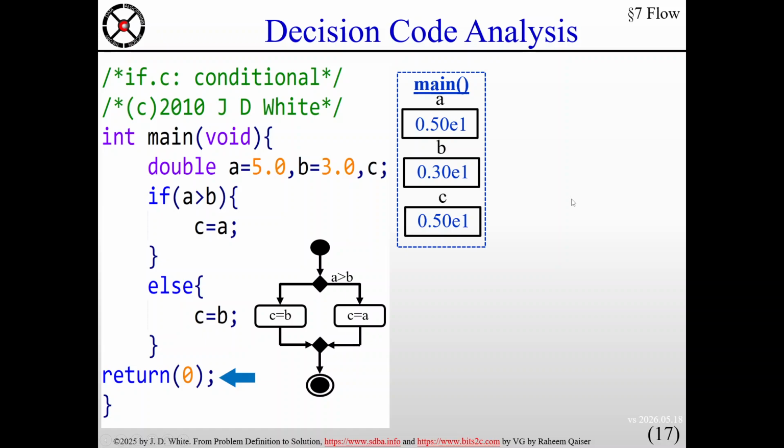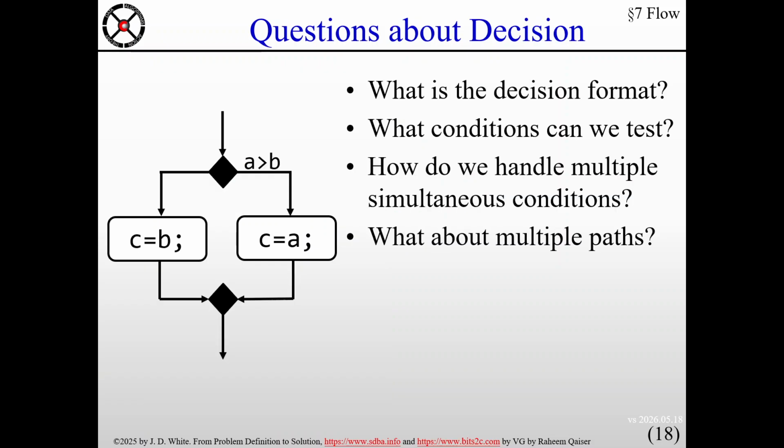So questions I might now want to ask are: what is the decision format? What conditions can we test? How do we handle multiple simultaneous conditions? And what about multiple paths? Okay, there's a whole bunch of questions we need to ask ourselves now. So I've given you a basic example, but now let's start to work through the details. Questions? Any questions? Up to here okay?